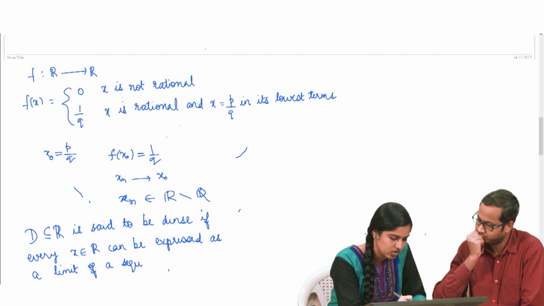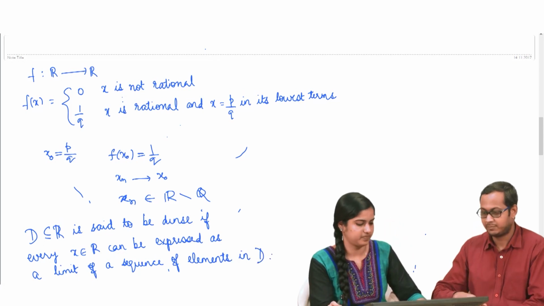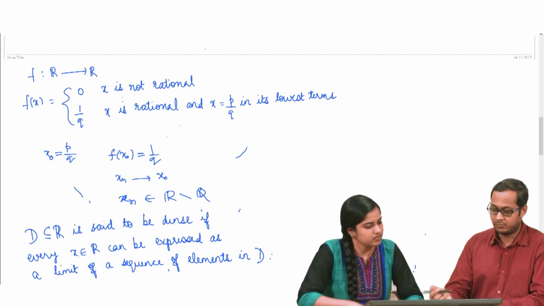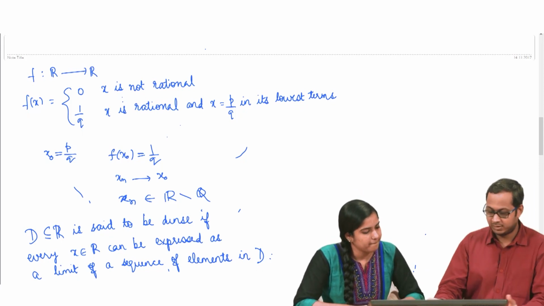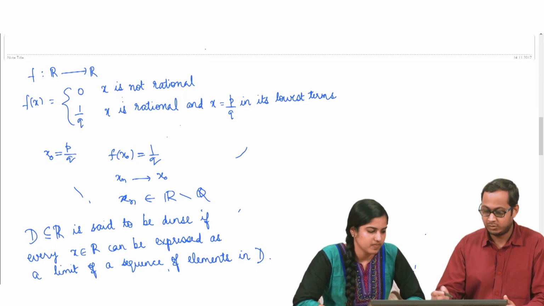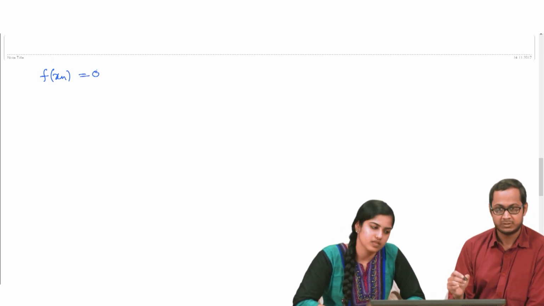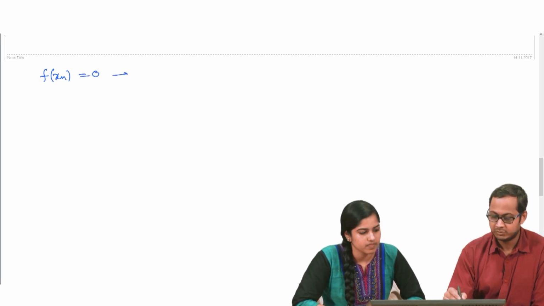a sequence of elements in D. Fine. So now, irrational numbers are dense, so I can construct such a sequence which will converge to x naught. For this xn, what will be my f of xn? F of xn will be the constant sequence 0, and this should converge to 0.